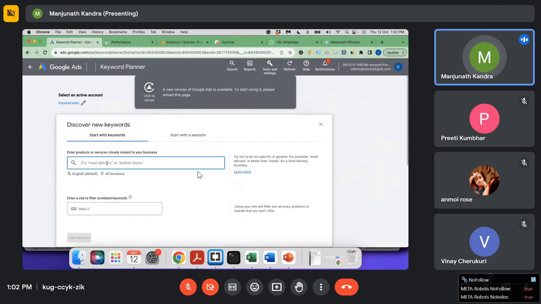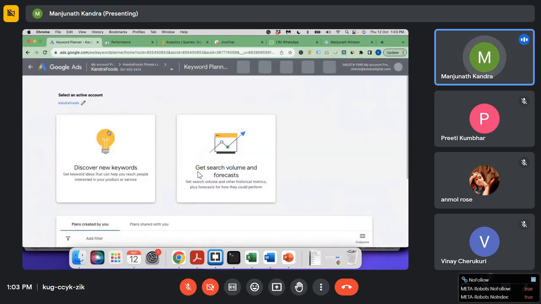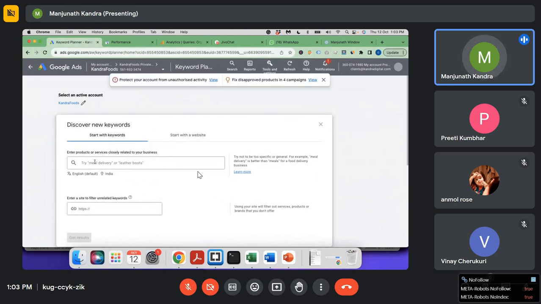Can any of you tell me what your interest is? What do you want to search for? Which product, service, or term? What are you interested in, to know the search variations related to it? I would like to input a seed keyword that you're going to mention now. One of you, please tell me what you want me to input here.